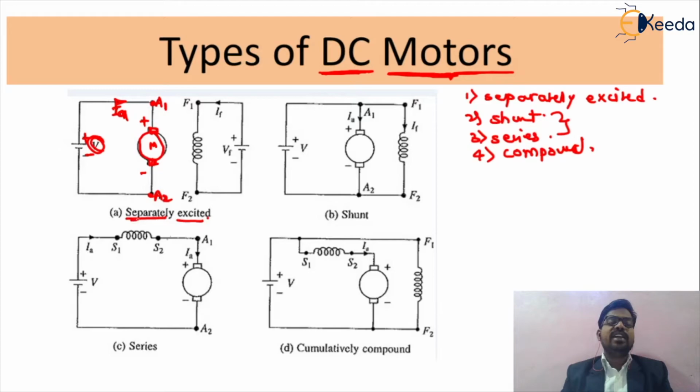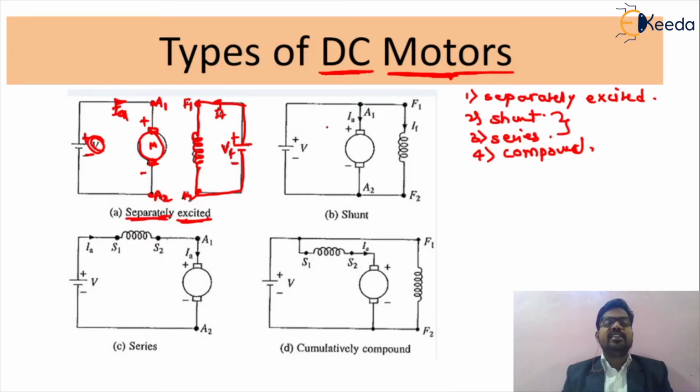The name itself indicates it is separately excited. By means of a separate excitation that we are giving, called VF, a voltage for the separate field excitation. IF is the value of the field current. F1 and F2 are the terminals of your field winding, and this will be the field winding. We are giving the separate excitation to that particular field winding. That's why such a motor is called separately excited.